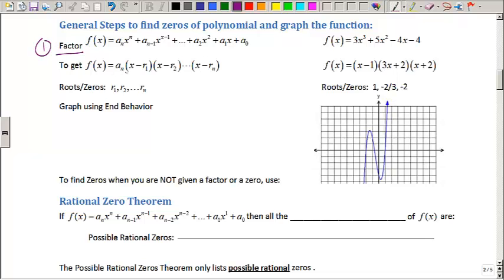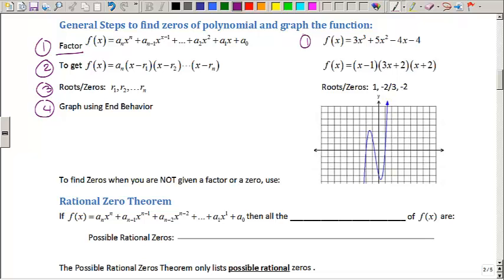Factor the polynomial to get the product of linear factors. Once I get the product of n linear factors, then that will tell me the roots and the zeros. That's step 3. Once I have the zeros or roots, I can then graph using end behavior. To the right we have an example.